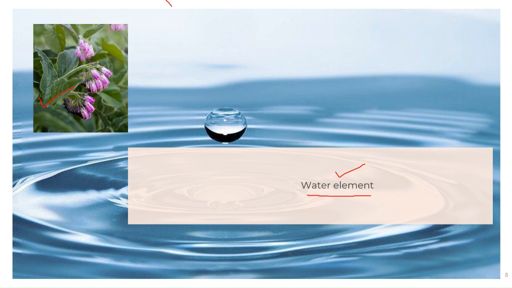So earth and water are heavy elements with downward and stationary tendencies, while air and fire are the light elements with stationary to outward movements. Thus, they represent energies which are quite contrary to earth and water. The next element is the air element.